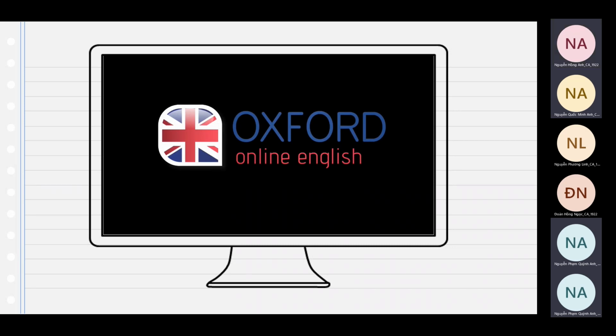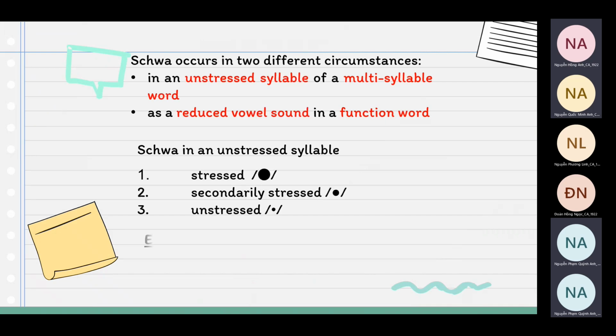That's the end of the videos, and now I'm going to review all the things that you have learned from the videos. The schwa occurs in two different circumstances. The first one is in an unstressed syllable of a multi-syllable word, and the second circumstance is as a reduced vowel sound in a function word.